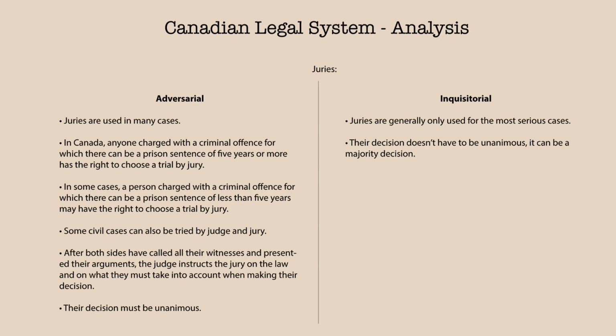After both sides have called all their witnesses and presented their arguments, the judge instructs the jury on the law and on what they must take into account when making their decision. Their decision must be unanimous. In the inquisitorial system, juries are generally only used for the most serious cases. Their decision does not have to be unanimous. It can be a majority decision.